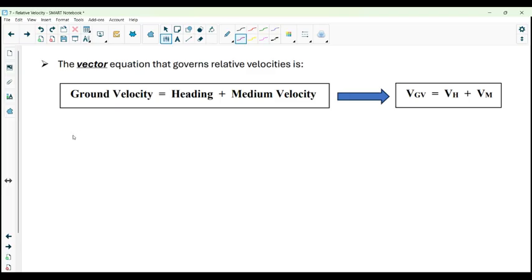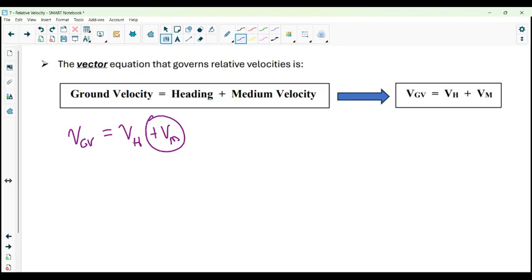Now, here's the thing. If I wanted to find my ground velocity, I can just take my heading and my medium velocity, and I can add those together. But what if I want to find the medium velocity? What if I want to find how fast the river is flowing, for example? Well, here's what I can do. Let's do a little algebra and move these around.